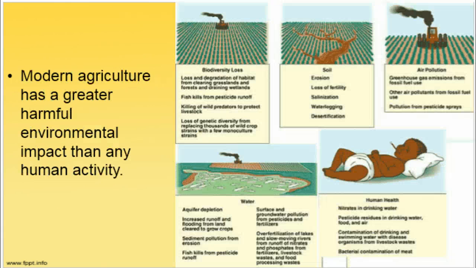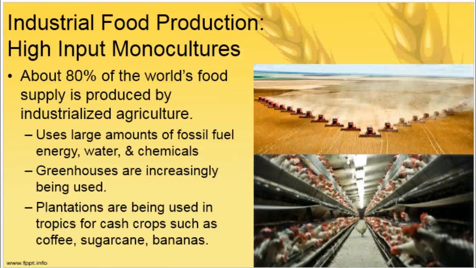And overall, when you look at modern agriculture and what it does to the environment, you see that it has a much larger impact than any other human activity so far. It can impact our environment in so many different ways, many of which you can see here, and that's mostly what we're going to talk about this unit.